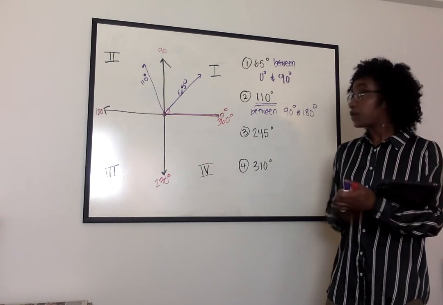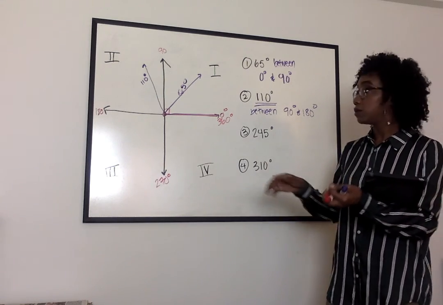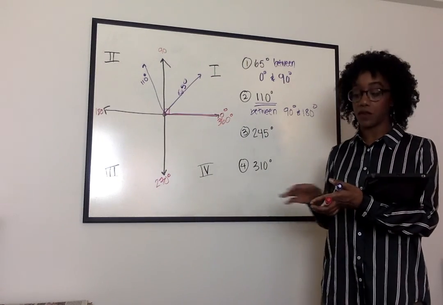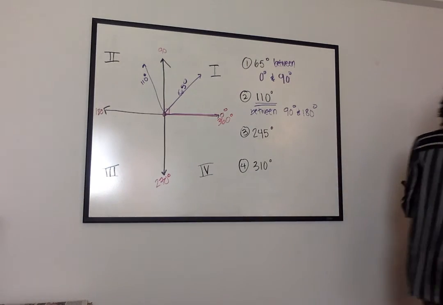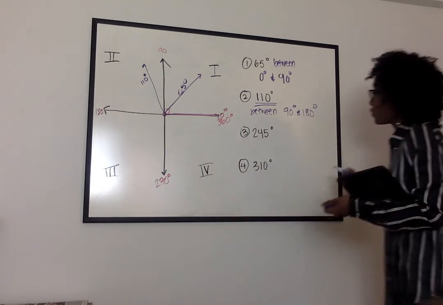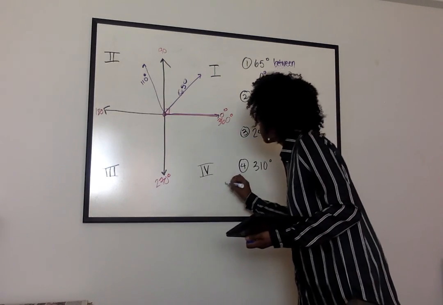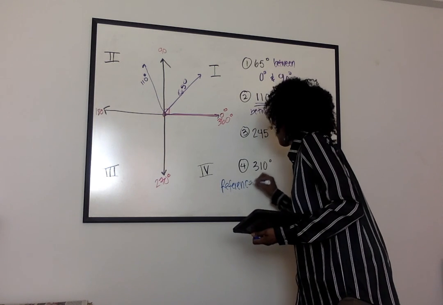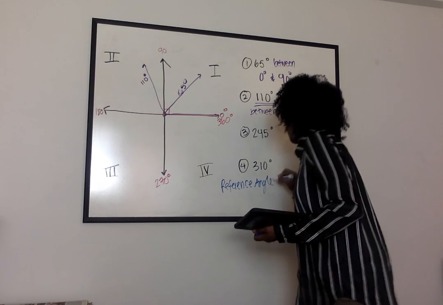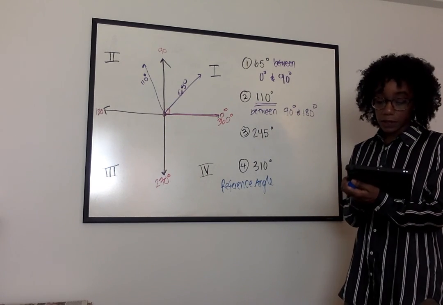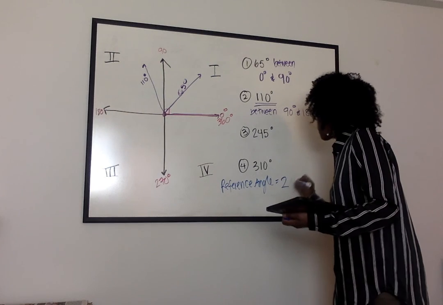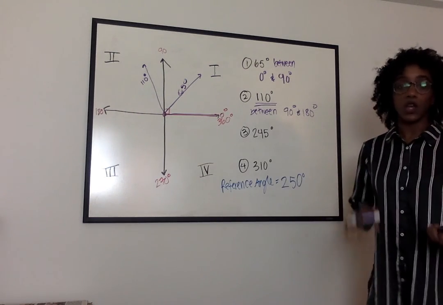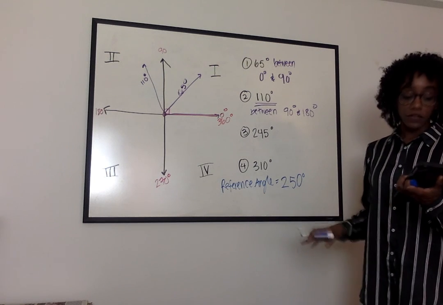So a reference angle is similar to this angle. You can have any angle. Now the reference angle, all right, so we're going to do this example. I'm going to use blue. All right, so the angle, in this example, is 250. So 250 degrees.